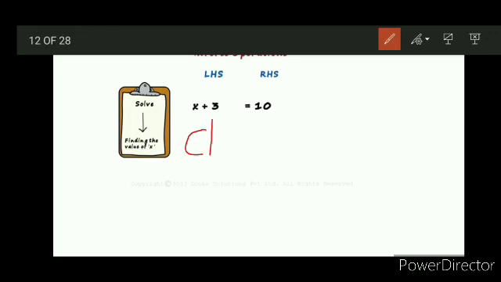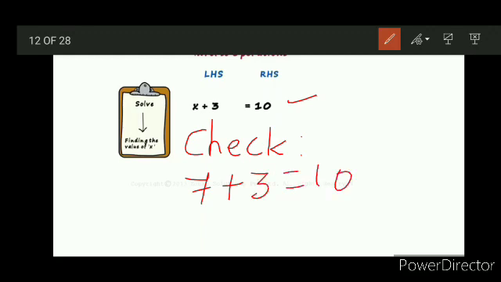We'll check now. x plus 3 equal to 10. In the place of x, substitute the value 7. On both sides we get 10. So we can say x equal to 7 is the solution of the equation. This is the inverse method to find the solution of an equation.